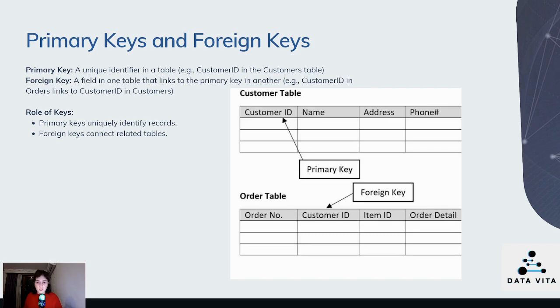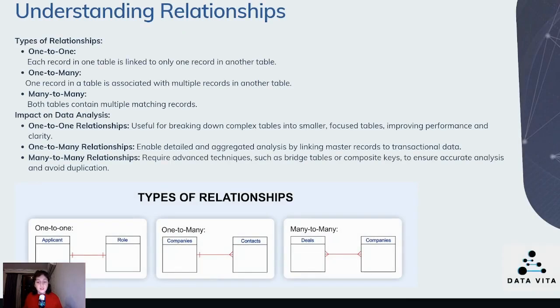Why are keys important? They ensure that relationships between tables are meaningful. They help maintain data integrity and consistency, and they allow us to link related data across multiple tables, such as connecting customer records to transaction data. The role of keys: primary keys uniquely identify records, and foreign keys connect related tables. Let's talk about cardinality and relationships in Power BI.